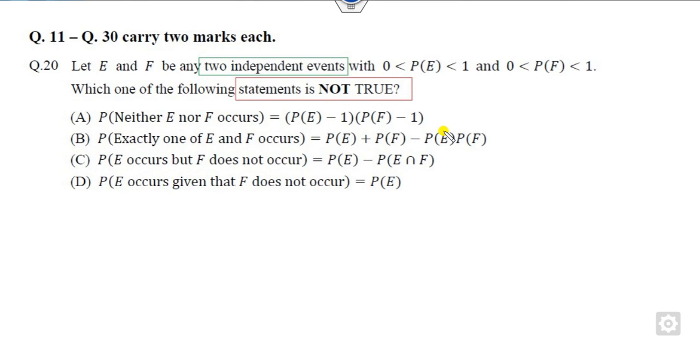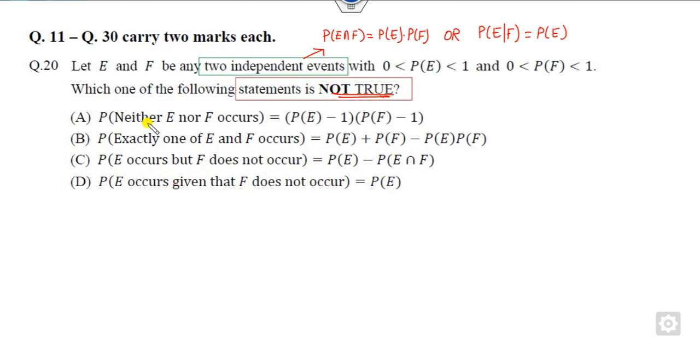Look at the last question. E and F are two independent events. What is the meaning of independent events? E intersection F is nothing but P(E) into P(F), or we all know that for independent events the conditional probability is the same as that of E. Which of the following statements is not true?